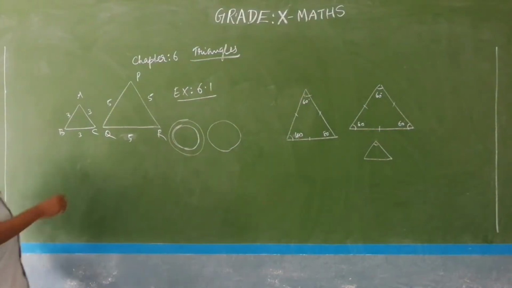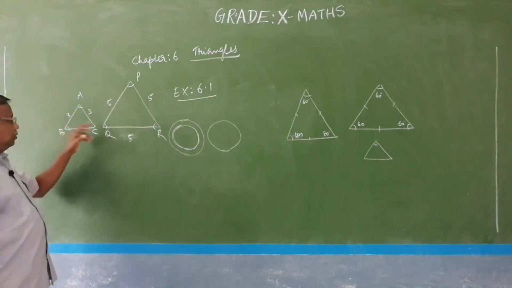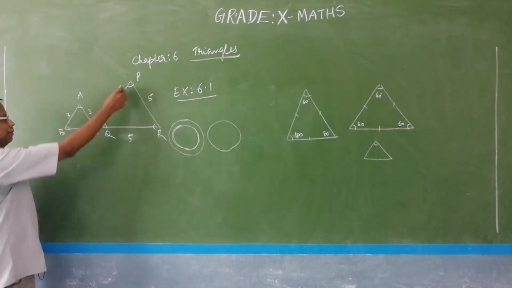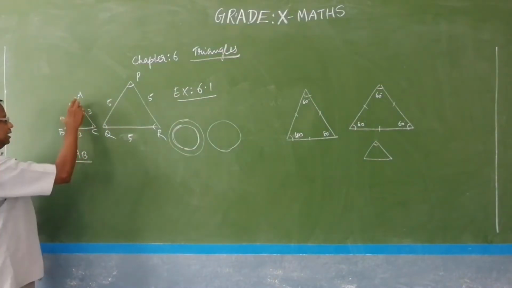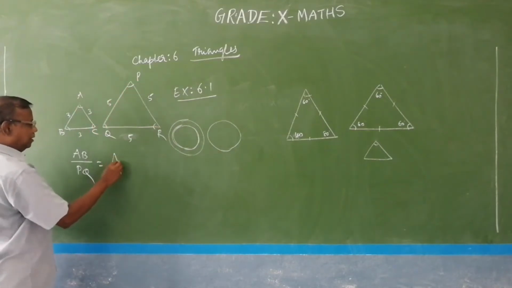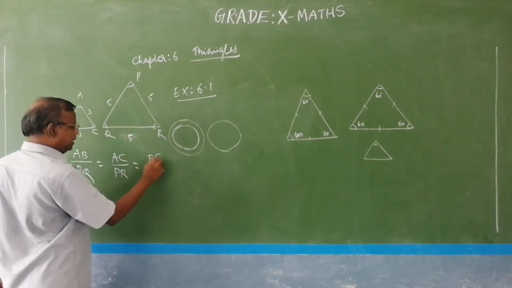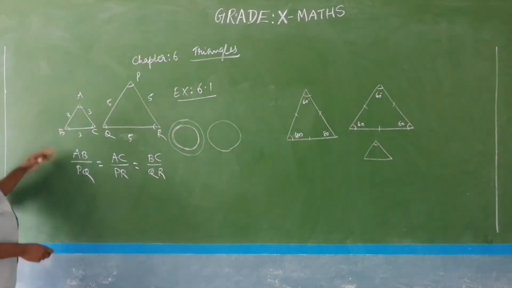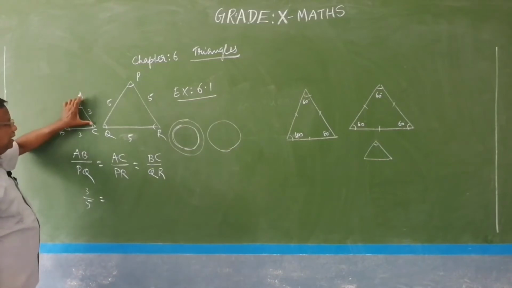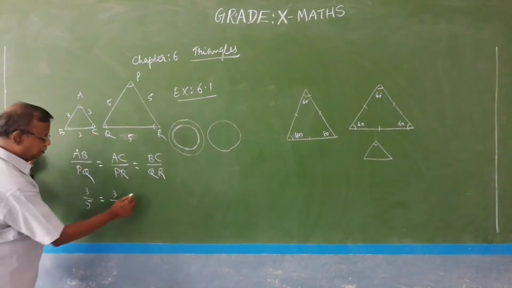Here we can say the corresponding angles are equal, that is angle A equals angle P, angle B equals angle Q, angle C equals angle R. Proportionality means AB by PQ must be equal to AC by PR, and AC by PR must be equal to BC by QR. Here AB by PQ equals 3 by 5, AC by PR is also 3 by 5, and BC by QR equals 3 by 5.